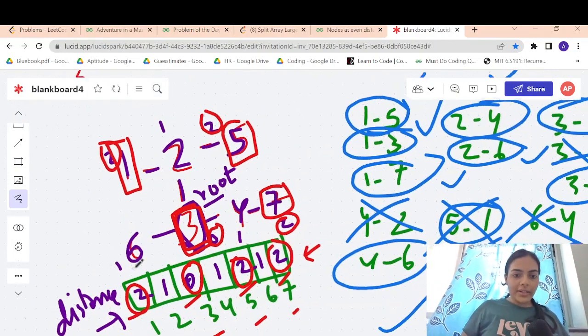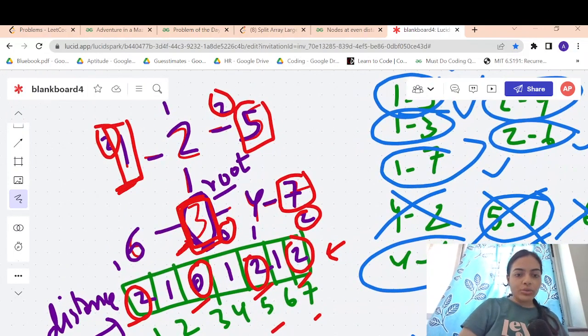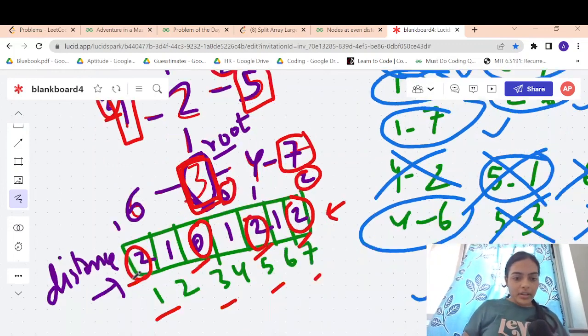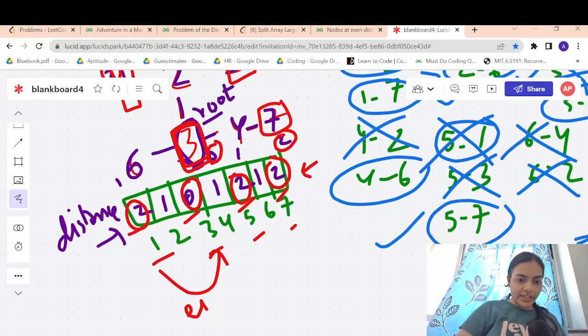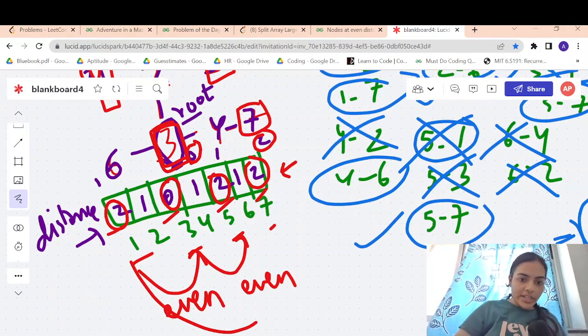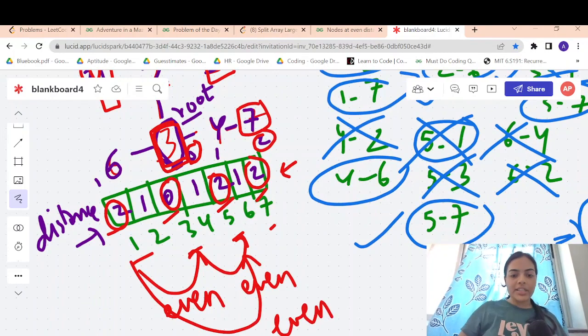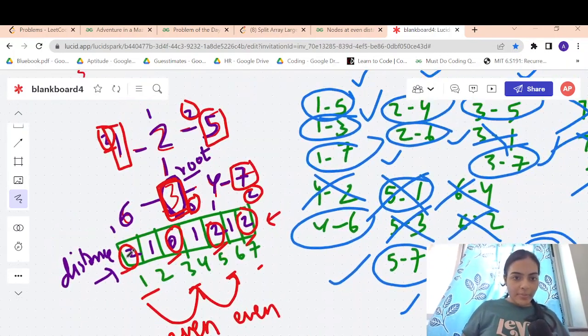See, why is it? Because 1 with respect to 3 is at even distance. It's very important to understand this. 1 with respect to 3 is at even distance, right? And 3 with respect to 5 is also at even distance. So obviously 1 and 5 are also at even distances with each other. Okay, so it's very important to understand this.